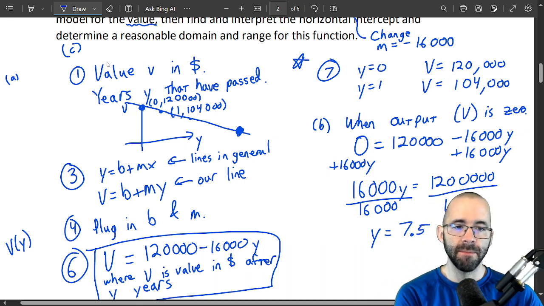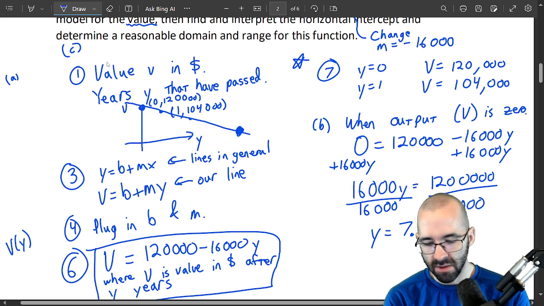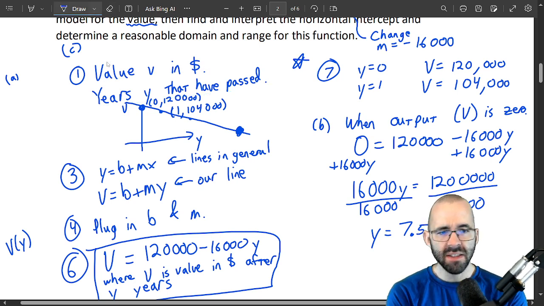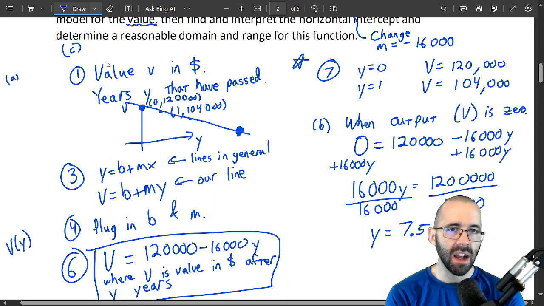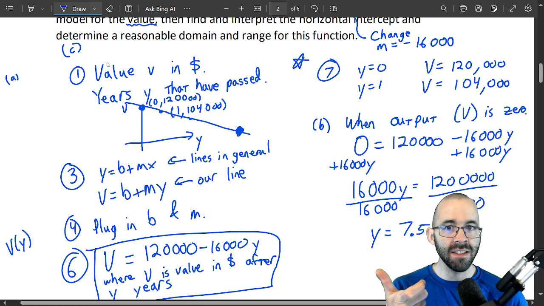What does this mean? When the value is 0, the year is 7.5. 7.5 years have passed, right? That's what y refers to. So that doesn't make a lot of sense. So let's switch the order of that sentence. Instead of saying when the value is 0, 7.5 years have gone past, flip the direction of the sentence and say, when 7.5 years have gone past, the value of our office equipment is 0.